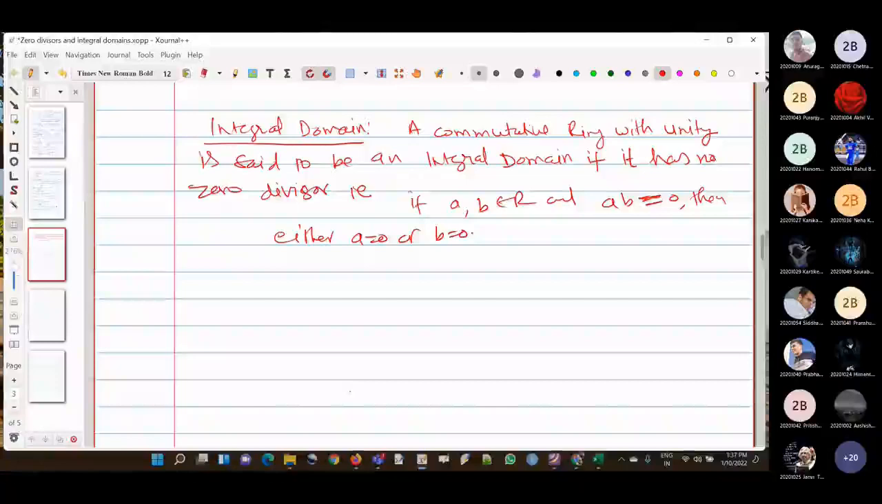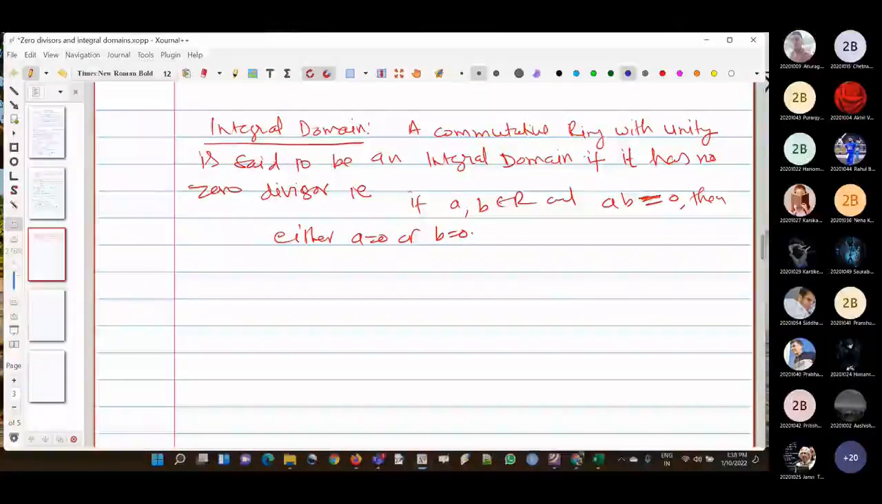Did you understand? Okay. So if the product of any two numbers in a ring is 0, then one of them has to be 0 at least. Then we say that a commutative ring with unity is an integral domain. Here you see this commutativity and this unity.